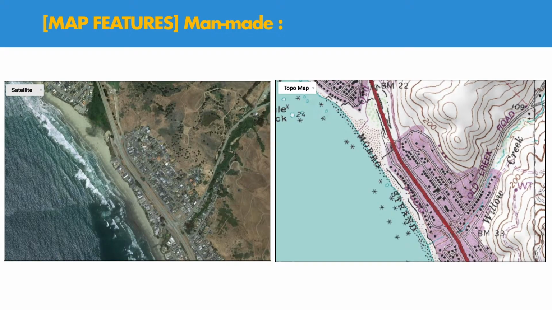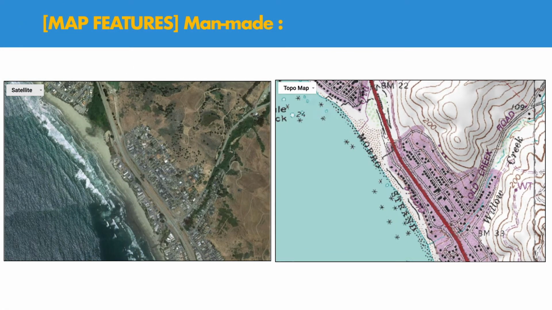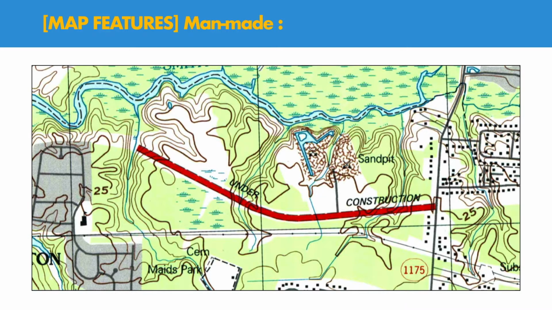This is a good topographic satellite map excerpt comparison where we can easily see the highway, which is this, and the little houses represented by the little black squares, which are here. In this topographic map excerpt, we have a red thick line that usually represents highways. But in this case, because it has dashes on each border of the line, I know that it's a highway under construction.